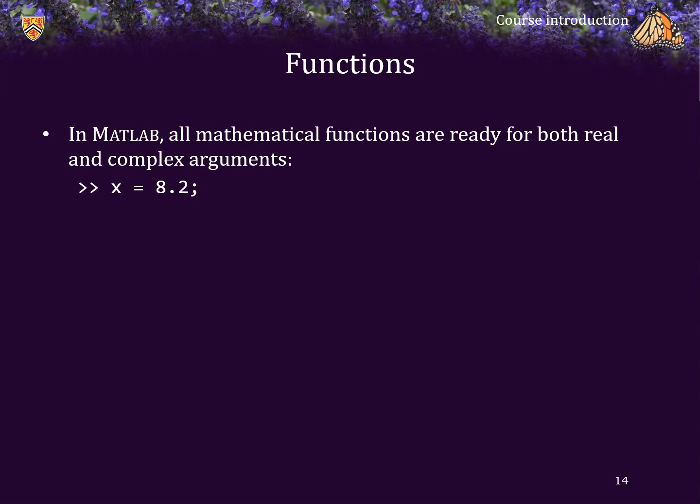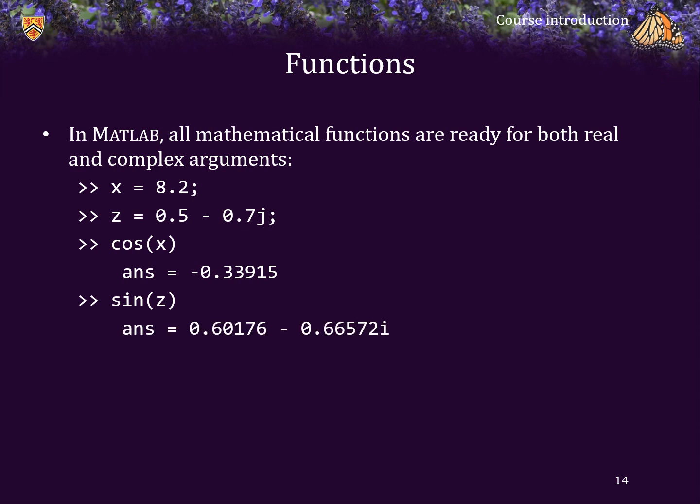Also in Matlab, all mathematical functions are ready to take both real and complex arguments. So here x is being assigned 8.2, z is being assigned 0.5 minus 0.7j. We can calculate cosine of x, which is approximately this value, but we can also calculate sine of z, which is approximately this value. Remember that sine of z is approximately equal to z for small values of z, and you can sort of see that here.